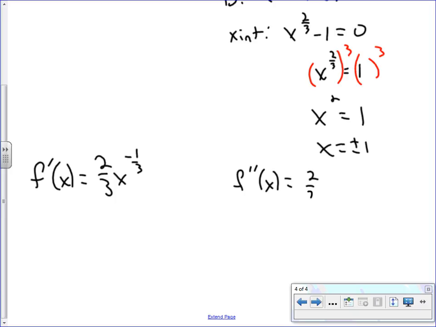So 2/3 times negative 1/3, x to the what? Negative 1/3 minus 3/3 is? You gotta be able to add 1 or subtract 1 from a fraction. Negative 4/3. Negative 1/3 minus 3/3 is negative 4/3.